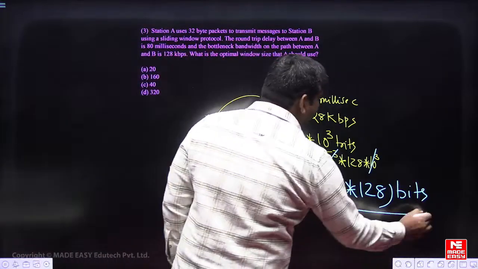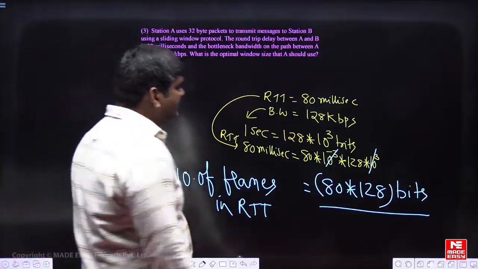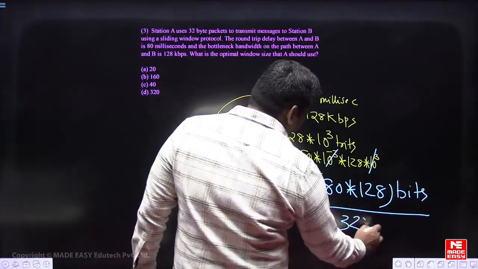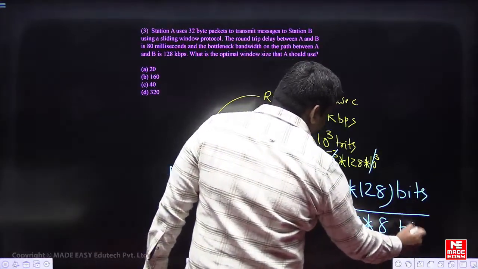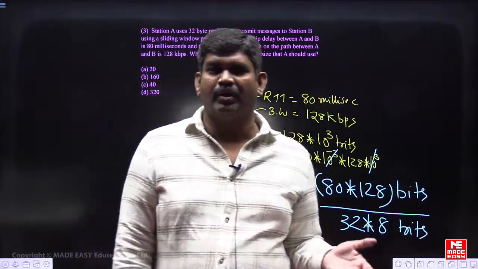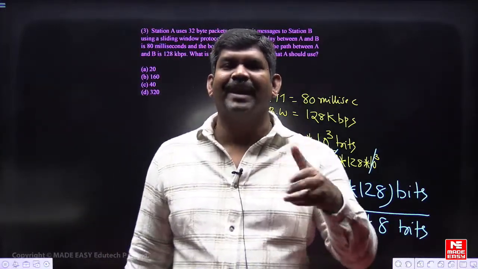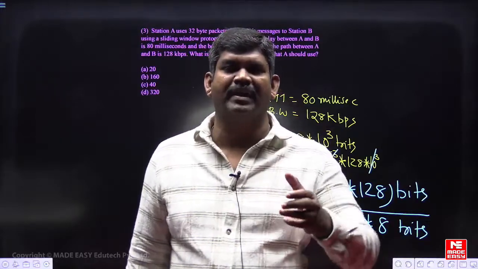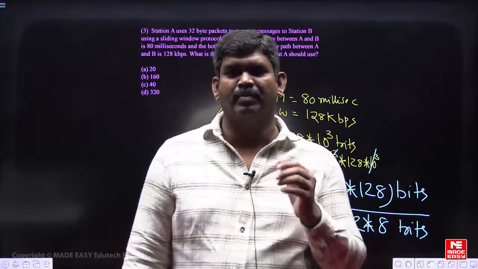So these are the total bits you are transmitting, divided by the packet size, which is given as 32 bytes. So 32 into 8, because it is given in bytes. So why do you have to divide by the packet size? Just now I told you the mediating devices like the switches or the routers have to process the packets in a faster way. The processing time will be less when the packet size is small.